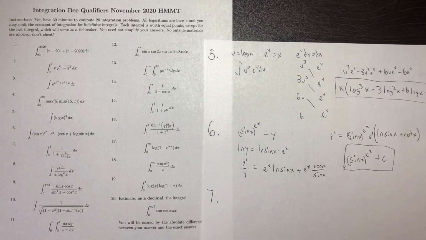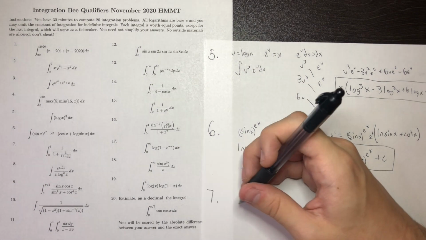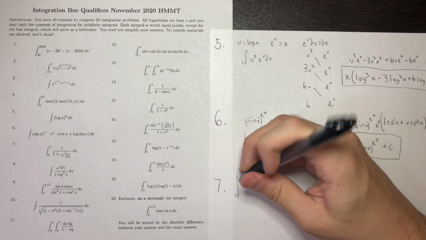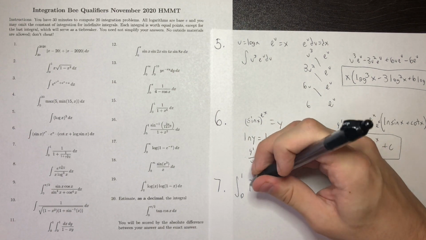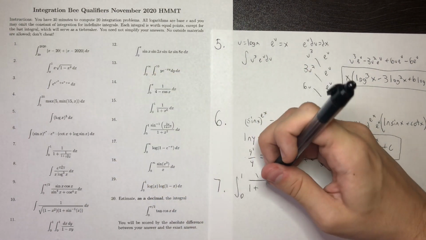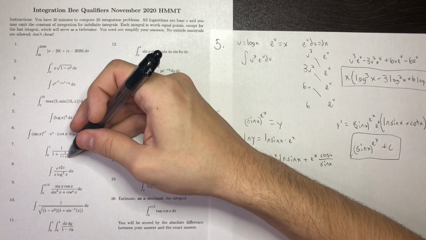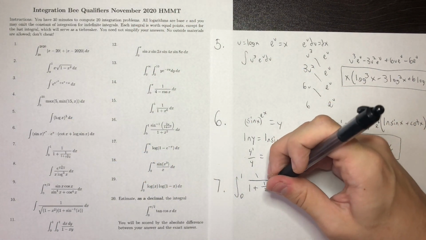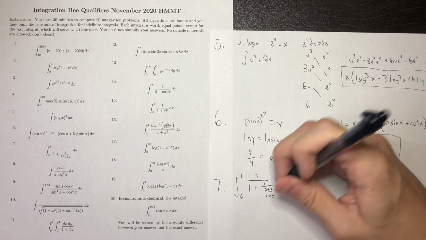Okay, moving on to question number 7, we have a whole bunch of nested fractions. And so let's simplify that out first to see where that gets us. So we have the integral from 0 to 1 of 1 over 1 plus, and now we have a 1 over, now this 1 plus 1 over x will become a 2 plus x over 1 plus x dx.